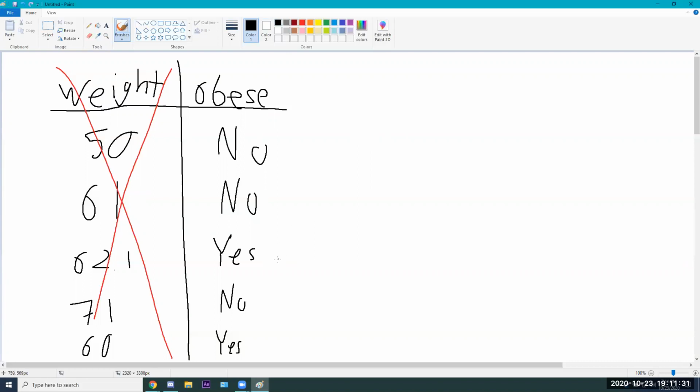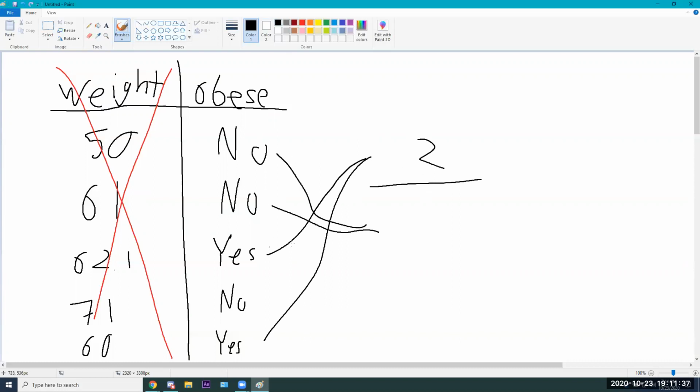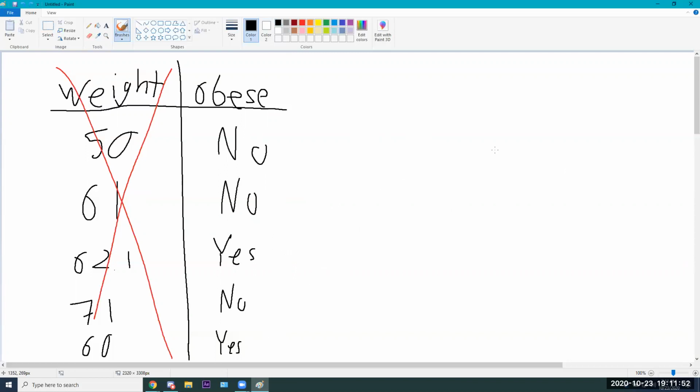Well, this is simple. You just count up the yeses, so it'd be 2, divided by your total number of observations. So 1, 2, 3, 4, 5, 2 over 5, 0.4. And that's all well and good. You have a 40% probability of getting a mouse that's obese if you were to pick one at random.